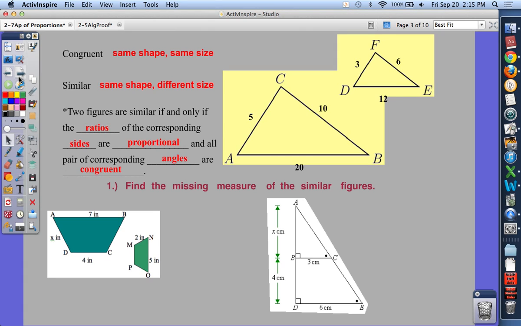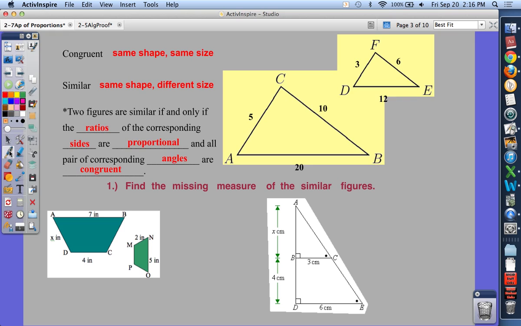So you have a few definitions here. We've seen these words before. Congruent means that they are the same shape and the same size. They are exactly the same. Whereas similar, they should still be the same shape, but they may be a different size. These two triangles here that I'm showing you are similar triangles.